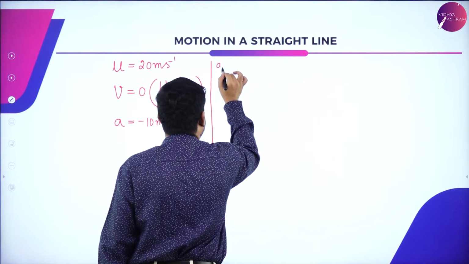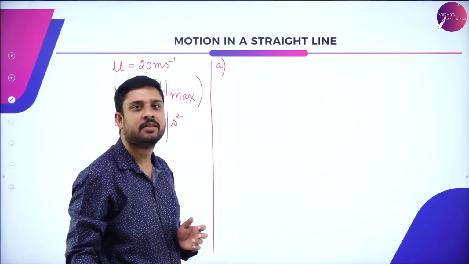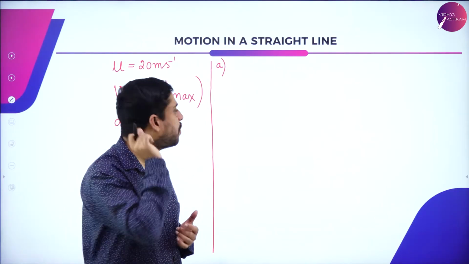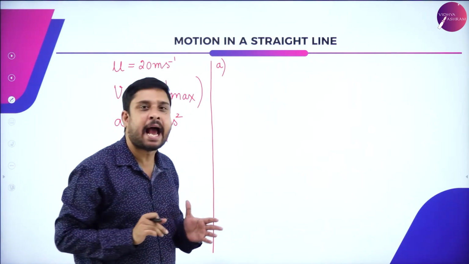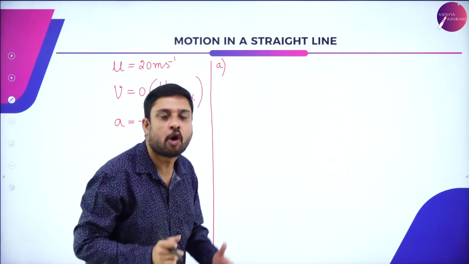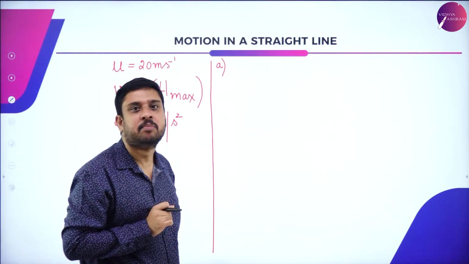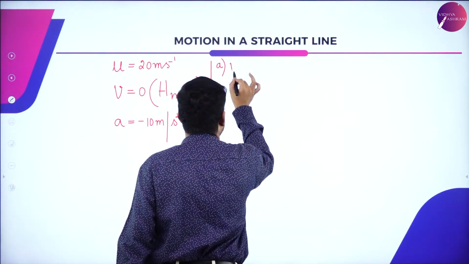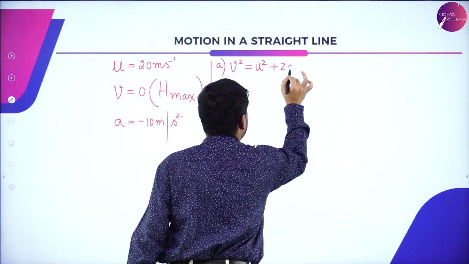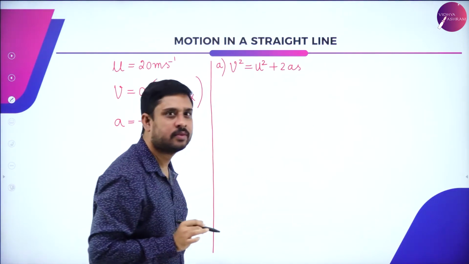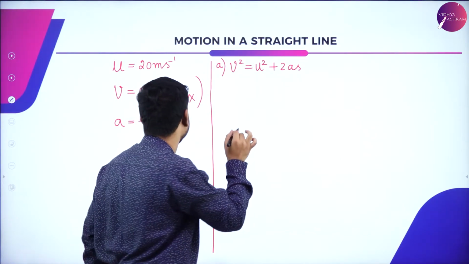First, I will calculate the maximum height that is reached by the body. Again, with whatever data I have, which is independent of time, I will calculate the maximum height. So again, I use v square is u square plus 2as, where s now is the maximum height reached.